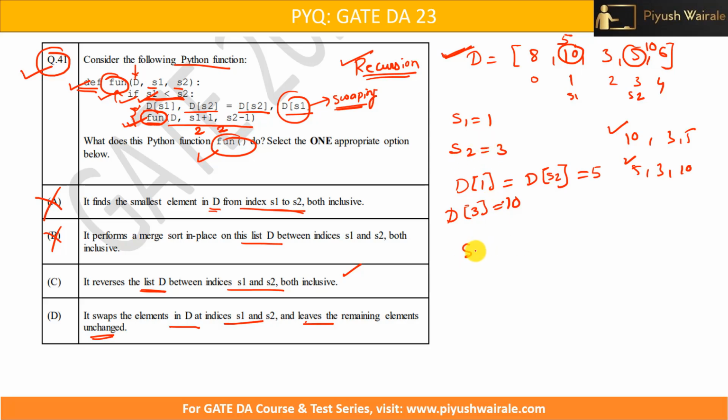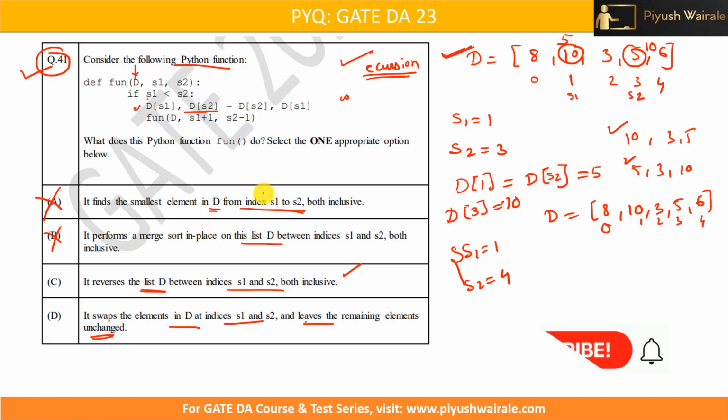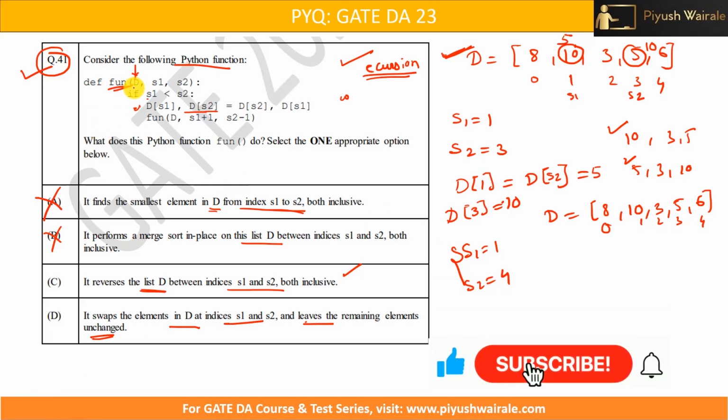But what if I consider S1 equals 1 and S2 equals 4 now? Now in that case, what I am doing, I am going to swap this element, right? Now let us consider this particular scenario. My list is the same, 8, 10, 3, 5, 6. So index positions are 0, 1, 2, 3, 4. Now I have considered S1 as 1, S2 as 4, right?